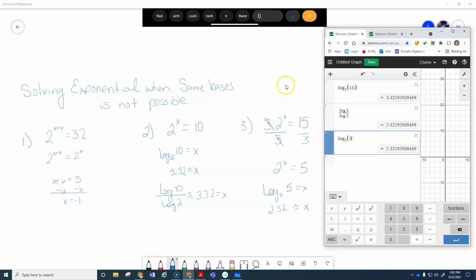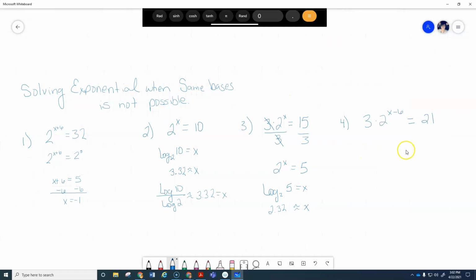Okay, so the next problem is another 3 right here. We have a 3, we have to get rid of that, so you divide both sides by 3, and that leaves you 7, I believe. I have my base, and my exponent is the only thing on this side of the equal sign, so I'm ready. The base is 2 and the exponent is x minus 6. I'm ready to rewrite that as a log. So I've got log base 2 of 7 is equal to x minus 6.